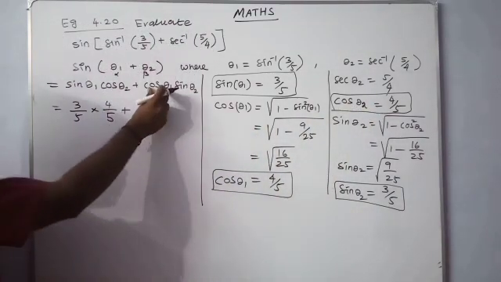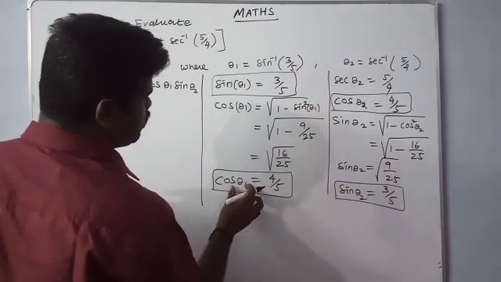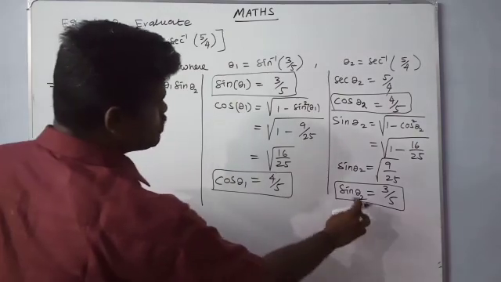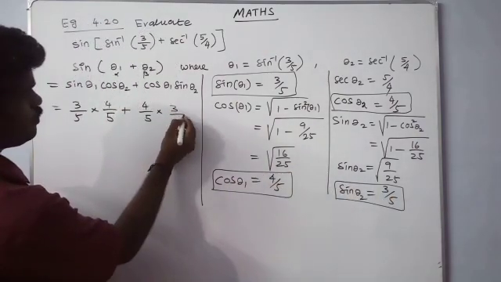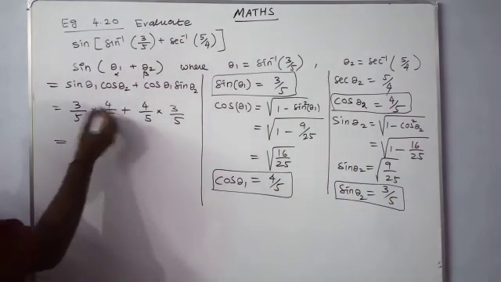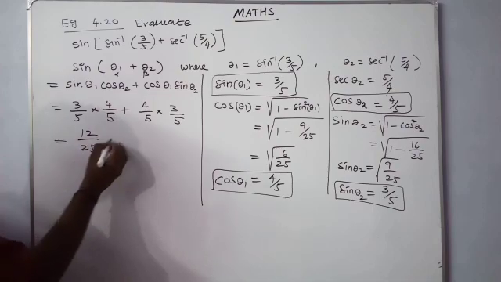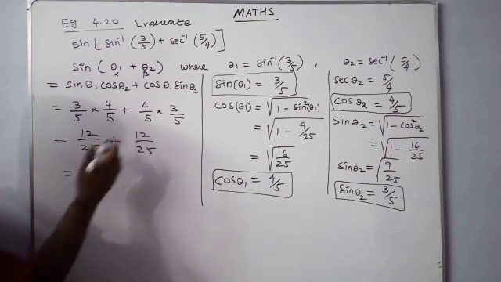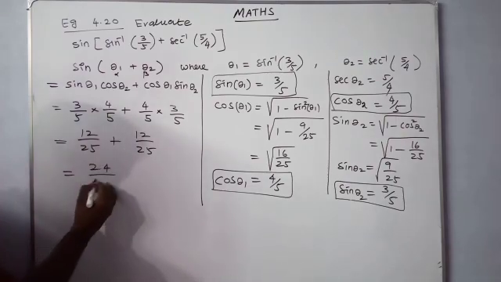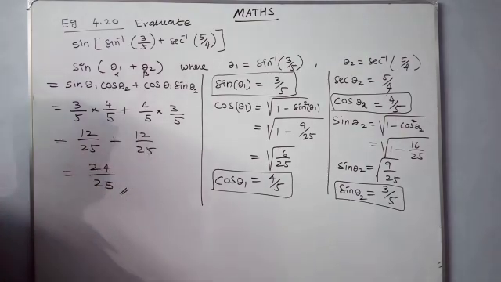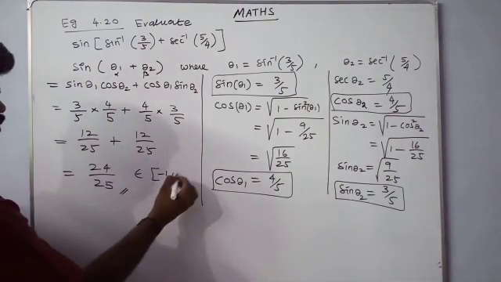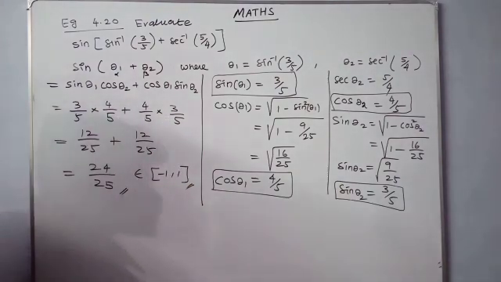Plus cos theta 1 is what? Here cos theta 1 is 4 by 5. Into sine theta 2 is what? 3 by 5. So here 12 by 25 plus here 12 by 25, that is equal to 12 plus 12, 24 by 25. This is the answer. This lies between minus 1 to plus 1, the range of sin x.